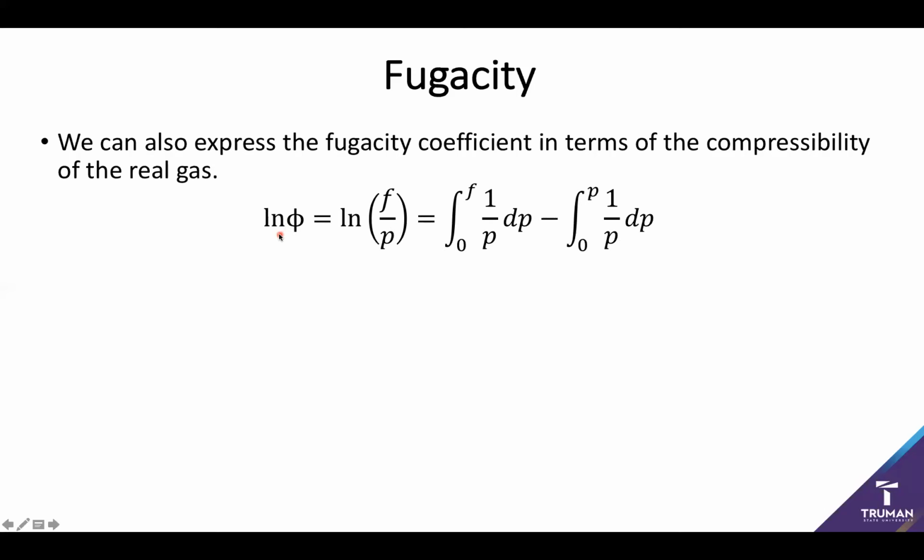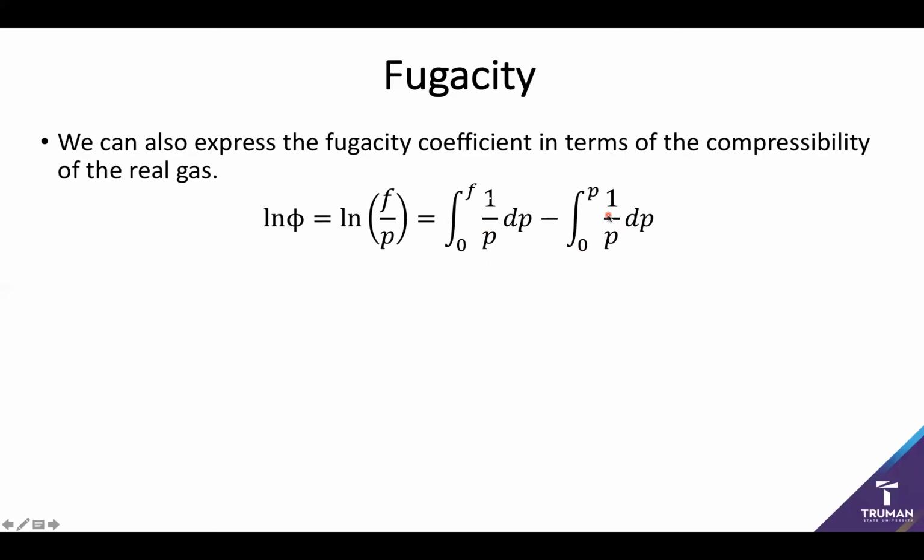So by definition, we know that the natural log of our fugacity coefficient is the natural log of the ratio of fugacity to the pressure. And we can essentially back up what we did on the previous slide and treat this as the integral of 0 to f of RT over V dP, minus 0 to P of, again, the same expression. So again, this will be equivalent to what we did on the previous slide because we have no RT.